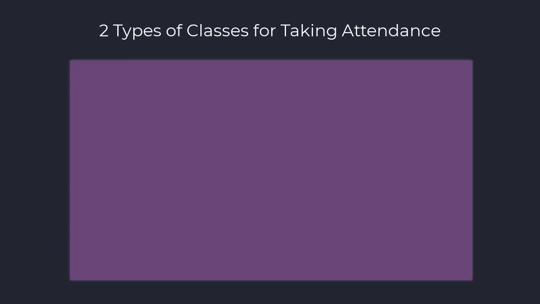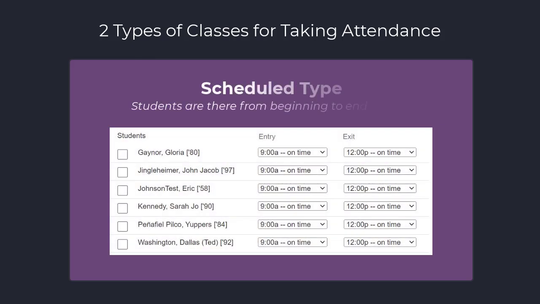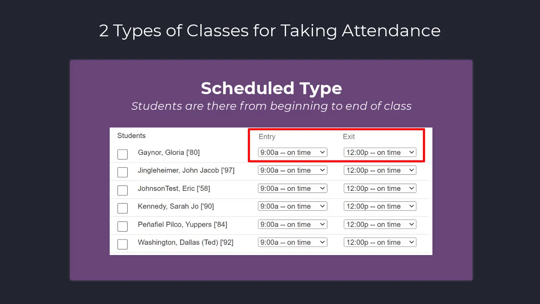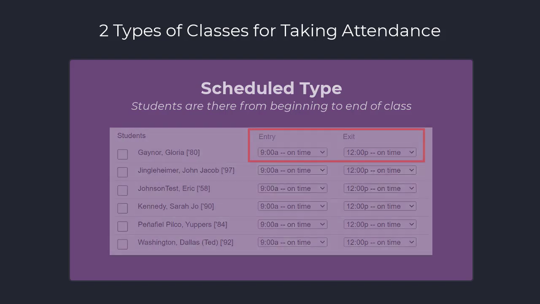There are 2 types of classes in SiD for taking attendance. One is called the schedule type. These are your standard classes where students are expected to be there from the beginning of class to the end. It has the entry and exit times of the class listed here.